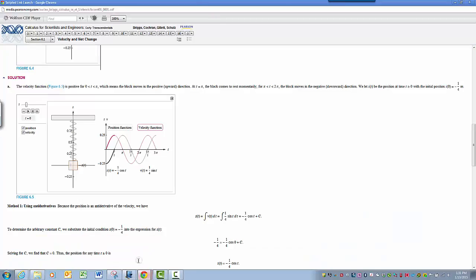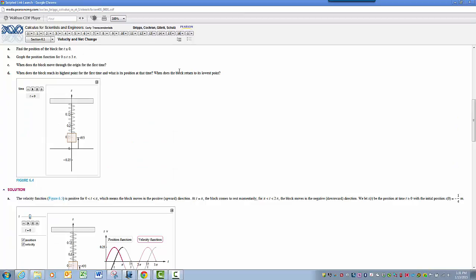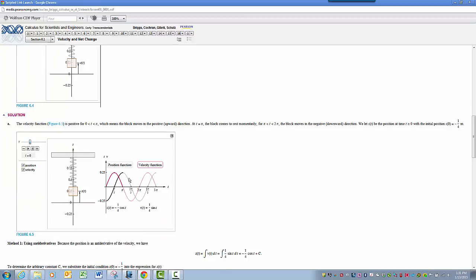So if we go back and look at pi, it's so tough to get this to go in the right spot here. I'm going to use my mouse. Okay, at pi, this is the position. The block has reached its highest point, and the velocity is now 0. Now the velocity will go negative, and the block will fall back down. We can do the same thing. When does the block return to its lowest point? The block comes back down to its lowest point here at 2 pi.